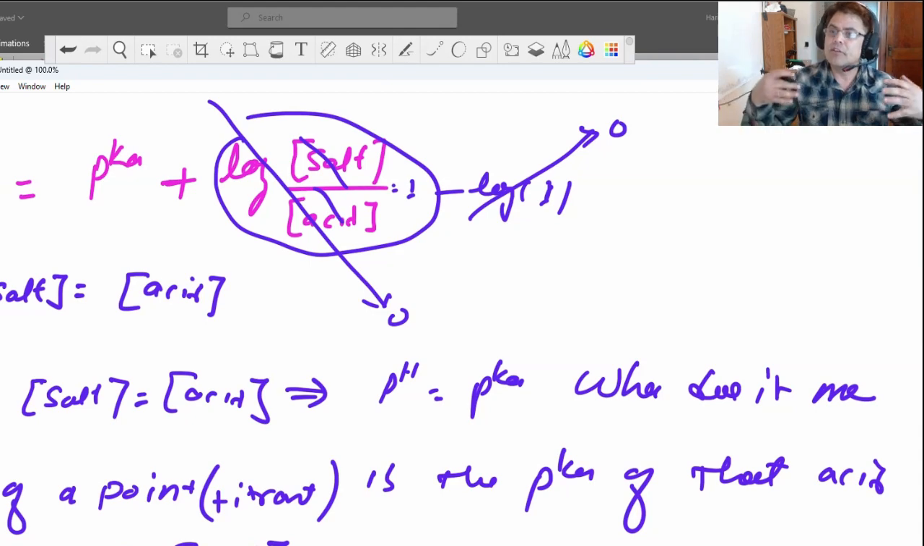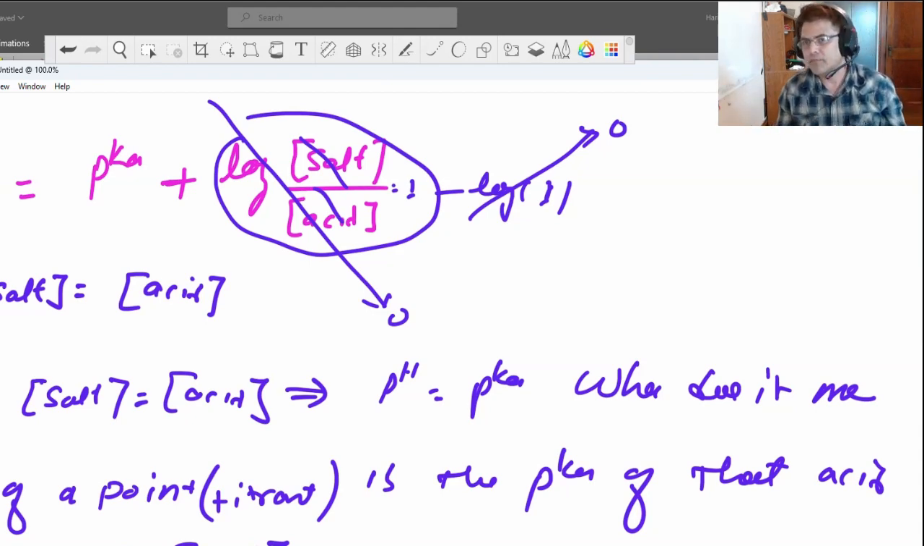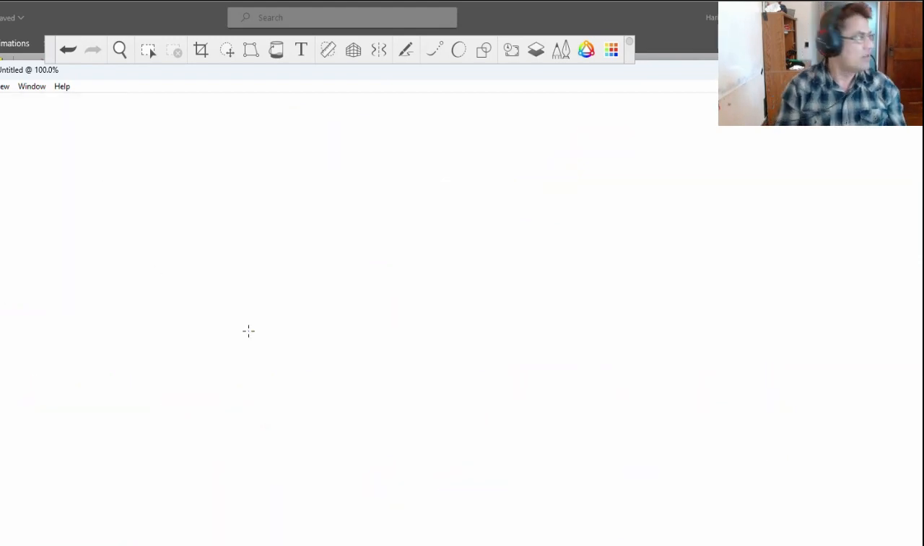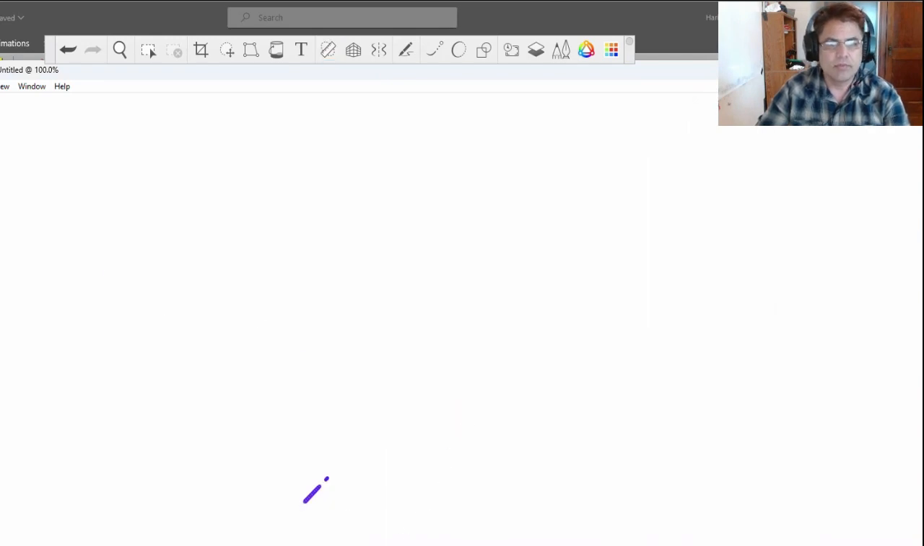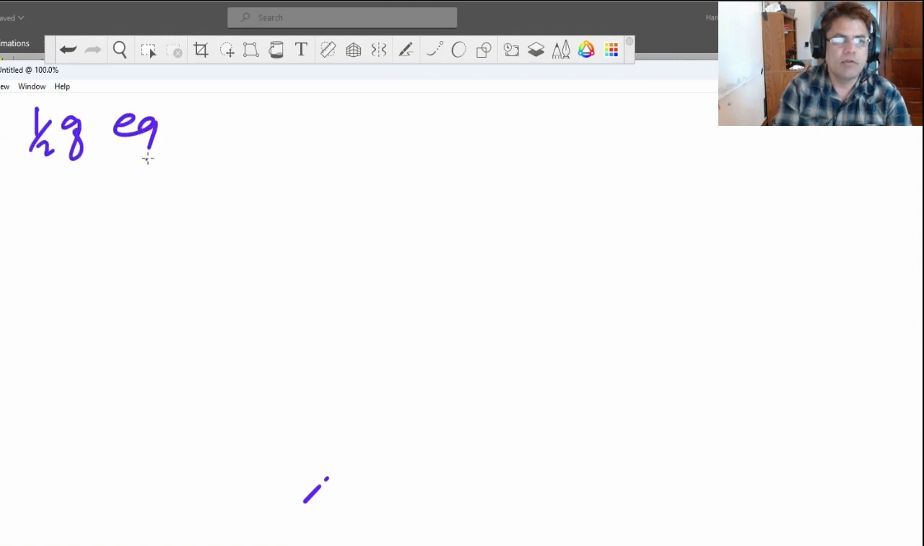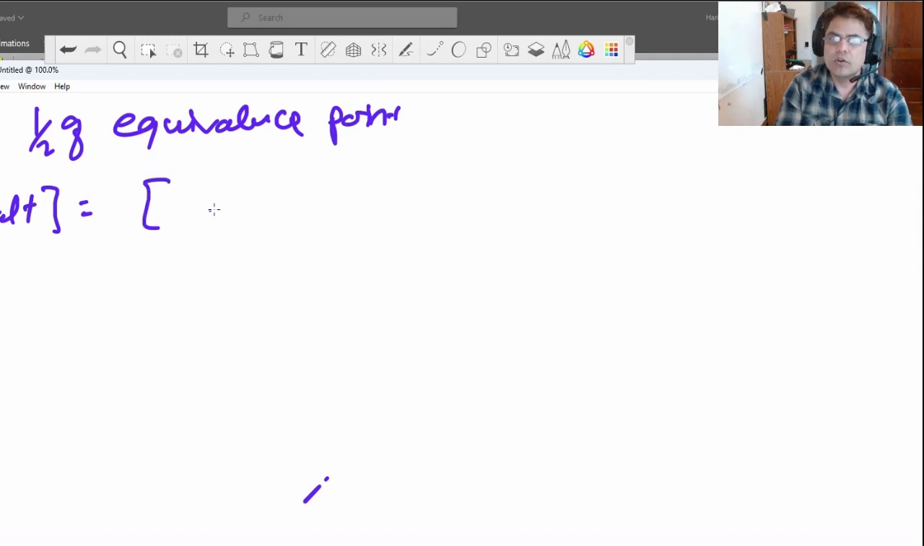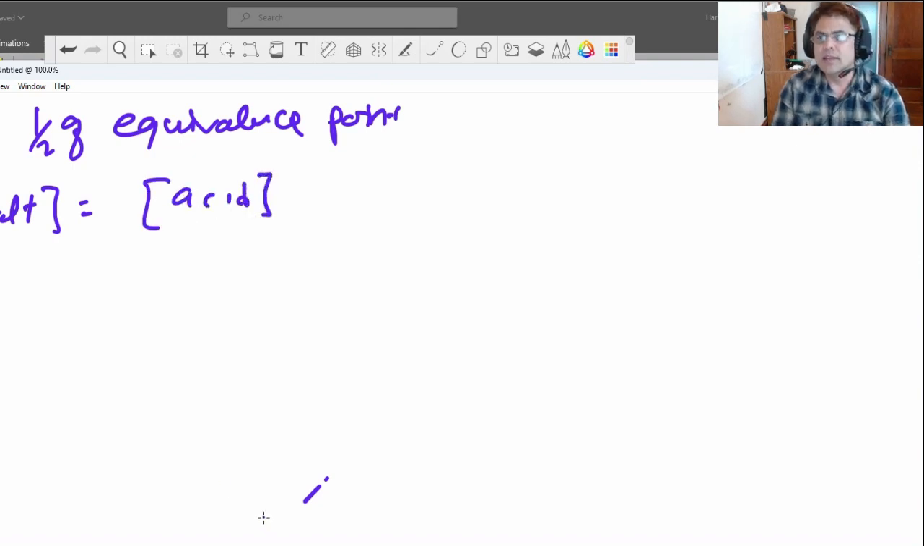That's why let us search for the point at which salt and acid are equal. What is the point? That's easy. I would say the point where salt and acid are equal is at half of the equivalence point. At half of the equivalence point, your salt concentration is equal to your acid concentration. Let's realize how that happens.